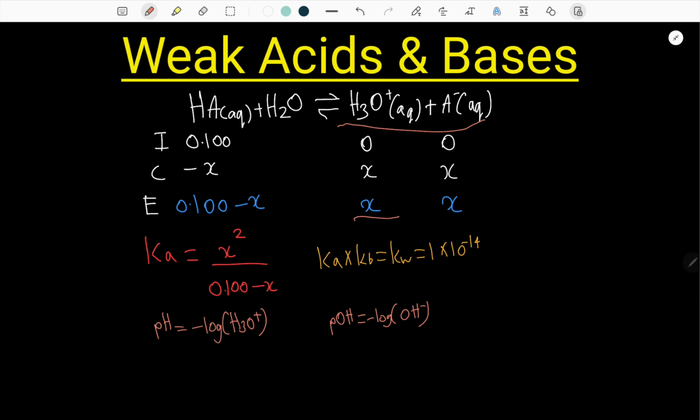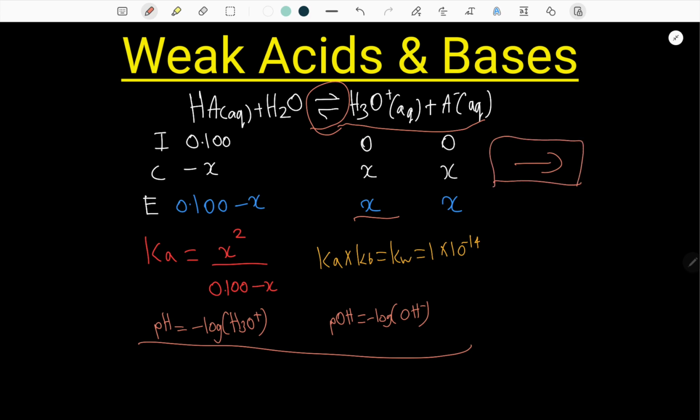But if the question had a strong acid, then you can just do these formulas directly, and the way you would know is either it would be this sign or it would be this sign. So for strong acids and bases it will be this, and for weak acids and bases it will be this sign. So now let's start with an example, it will be more clear.